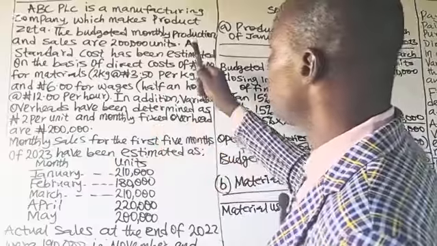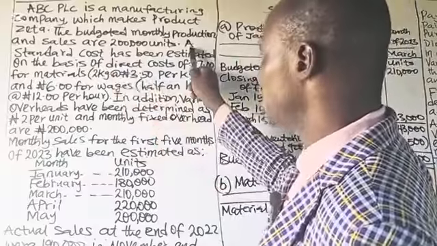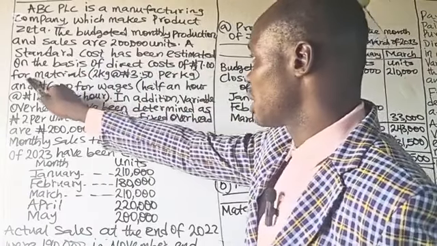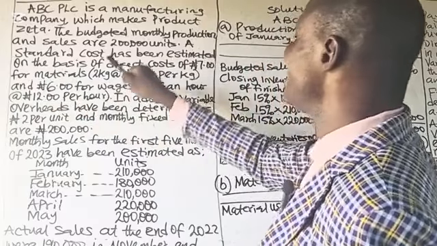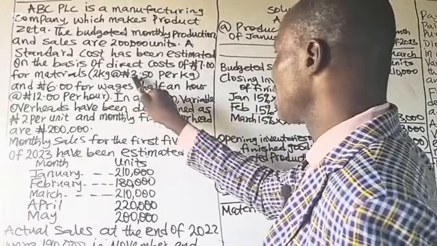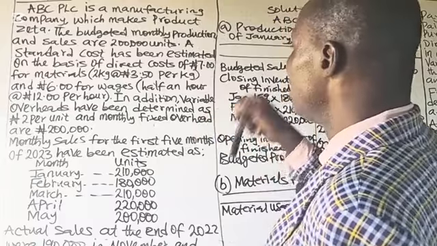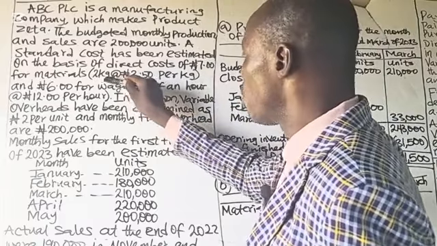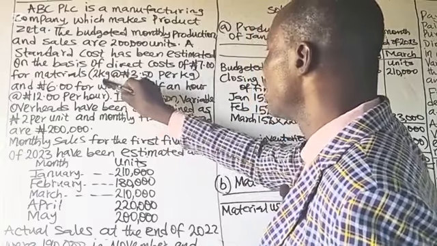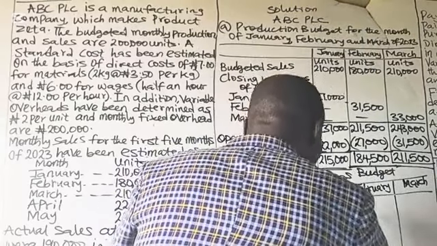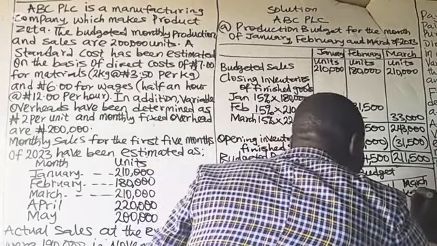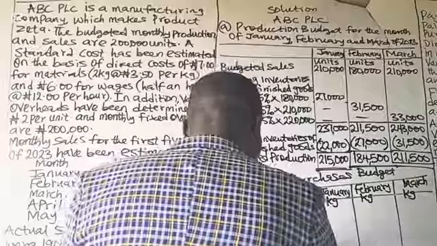Now, back to the question. A standard cost has been estimated on the basis of direct cost of 7 naira for materials: 2 kg at 3 naira 50 kobo per kg. That is how they arrive at 7 naira, 2 times 3.5. But the usage must be in quantity, and the quantity of material is in kilograms. So the material usage is 2 kg. So that means our workings here will be in kg.